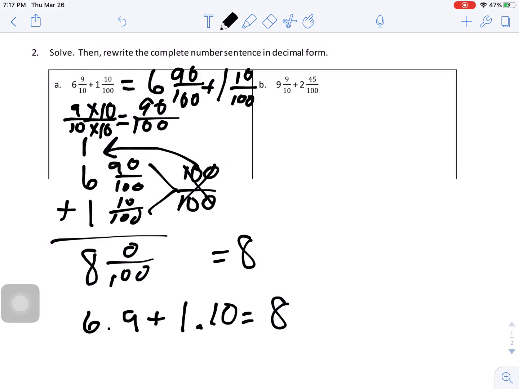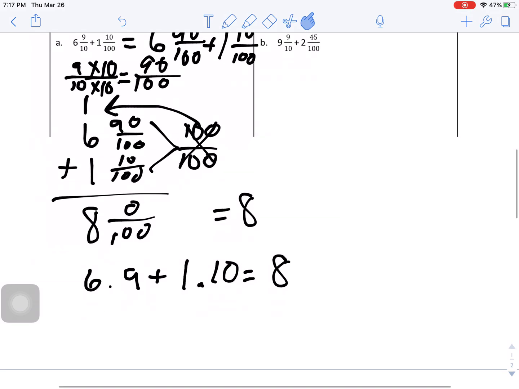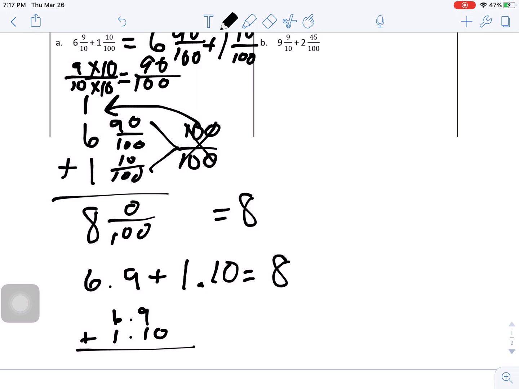And I could check my work by lining up my place value. So I would go 6 and 9/10 plus 1 and 10 hundredths. Since there's nothing here in the hundredths place, I'm going to put a 0 just to hold its place. 0 plus 0 is 0. 9 plus 1 is 10. So I have 0 and regroup my 1.